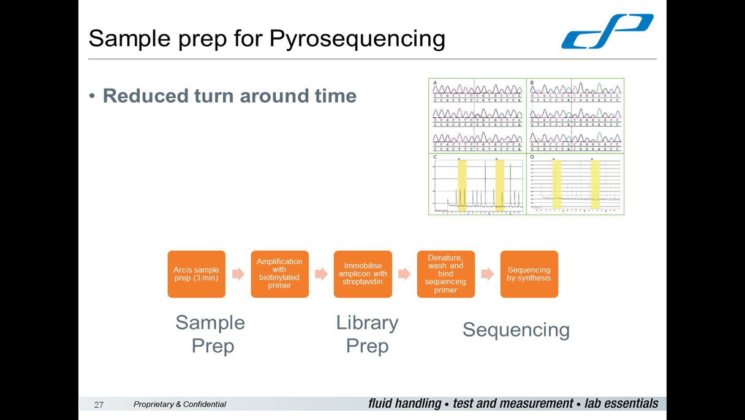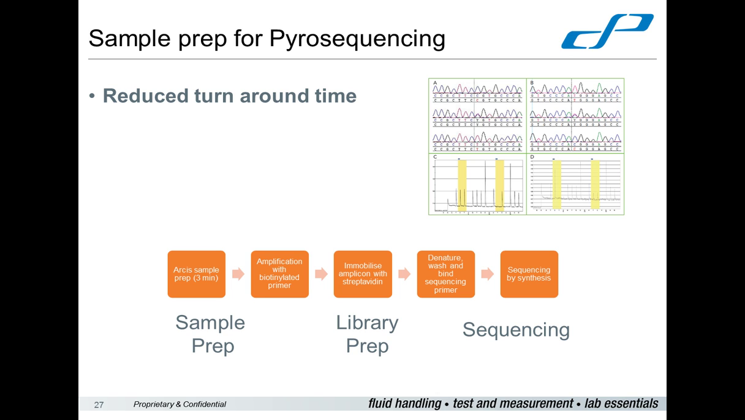So this slide, the orange boxes show you the traditional sample prep and library prep that goes into experimental setup for Pyro sequencing. It's a long and arduous, laborious process. It's a very complex workflow with washing, with extraction, with magnetic beads. In fact, there's a disclaimer here.